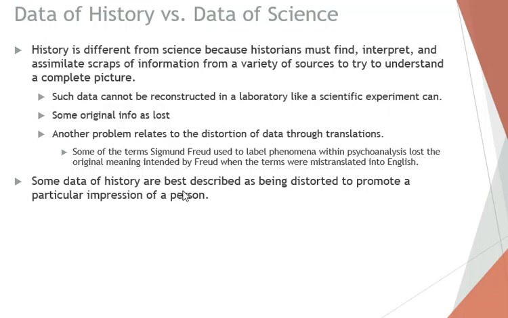Some data is best described as being distorted to promote a particular impression of a person. If so, whoever wrote the book on this individual wanted to criticize the individual or wanted to praise the individual, that could change the way the book is established. I've recently read this book on Robert Moses, who was a great builder in New York City, written by Robert Caro. And in some areas, you can tell he was trying to pump him up, and in some areas you can tell he was trying to tear him down.